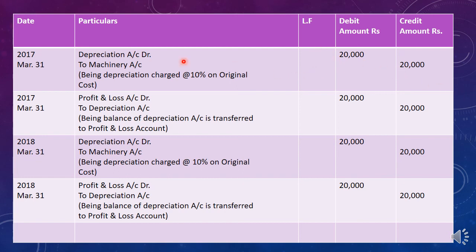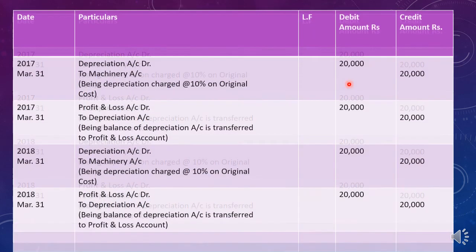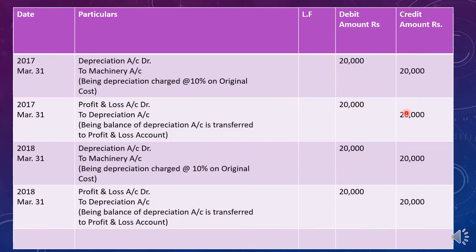Again you know the next process. After charging the depreciation, it should be transferred to profit and loss account. So profit and loss account debit 20,000 to depreciation account. Narration will be being balance of depreciation account is transferred to profit and loss account.